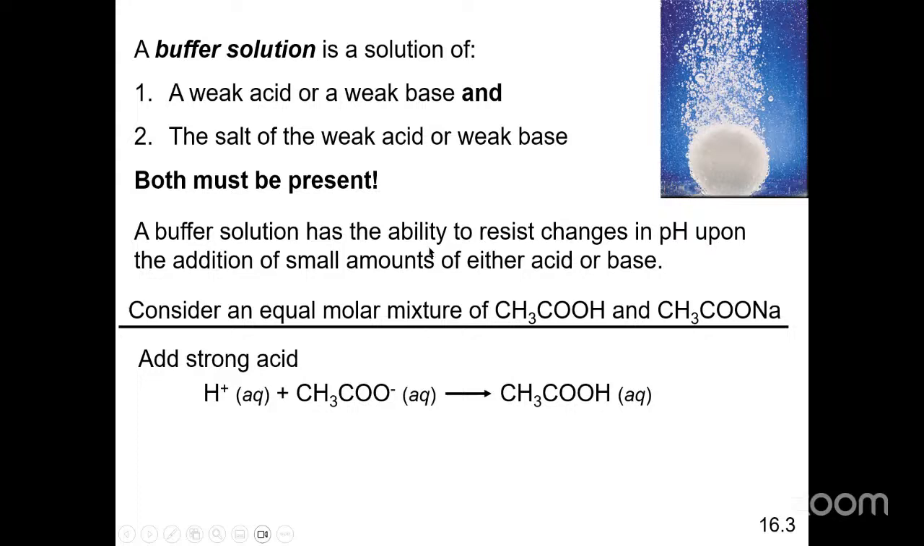So as I said before, what I'm going to do is focus on the type of buffers which consist of a weak base or a conjugate base and the weak acid of that conjugate base, right? So let's say you decide to add a small amount of a strong acid to the buffer. So the question is, how does the buffer work so as to not have the pH change by very much?